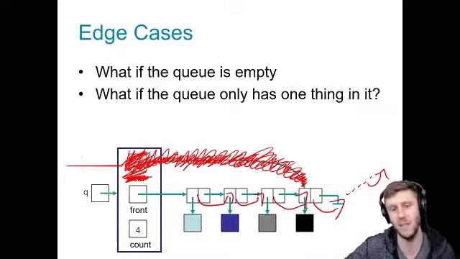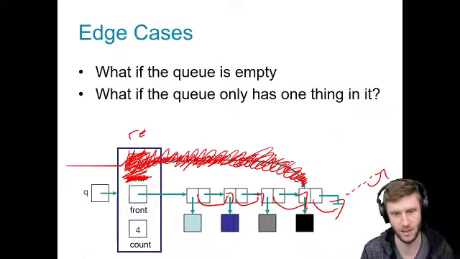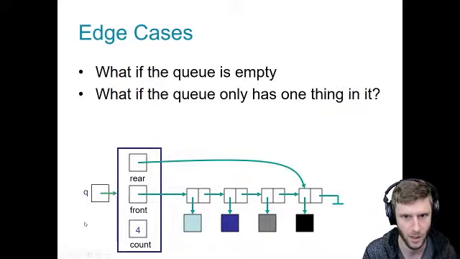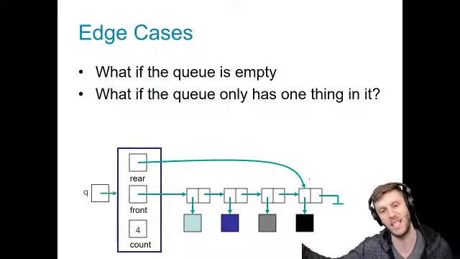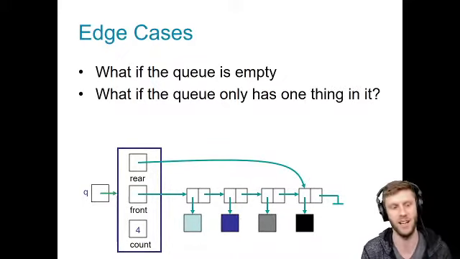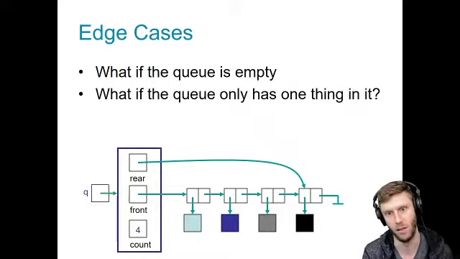So by having this extra rear pointer, I guess I can just undo everything. We have a way to jump right to the end, whereas without the rear pointer, we'd have to iterate through the whole thing to get to the end, which would be very, very slow.